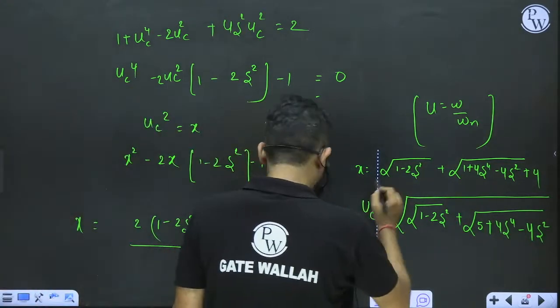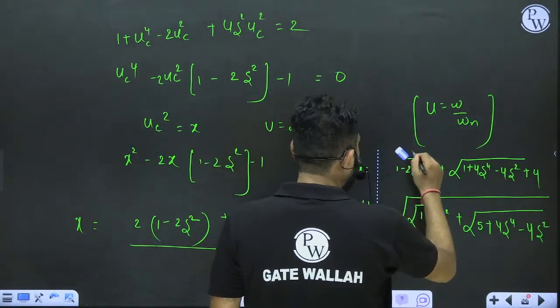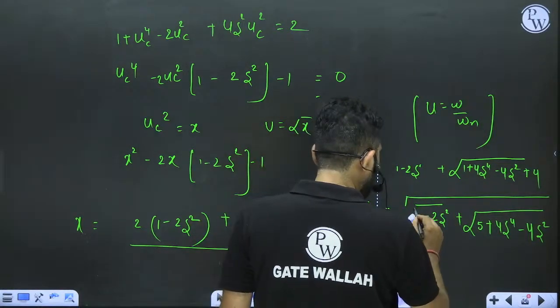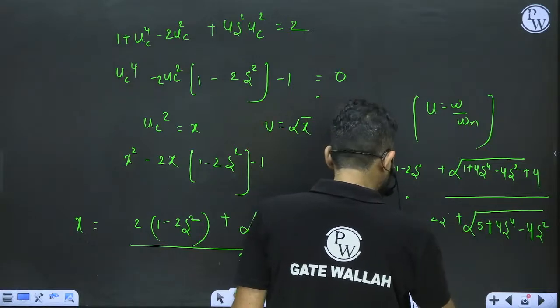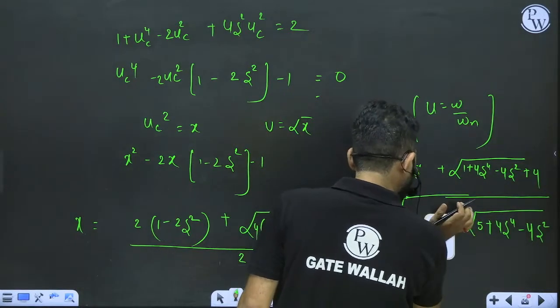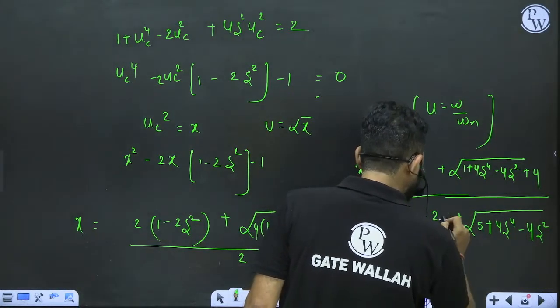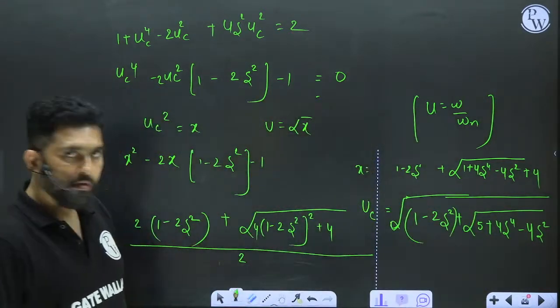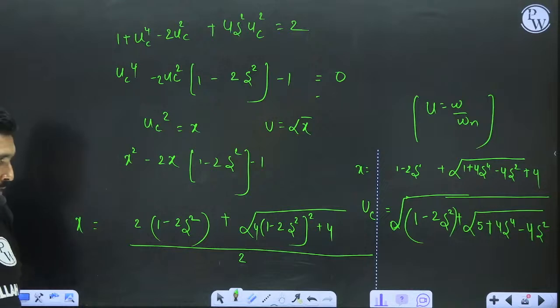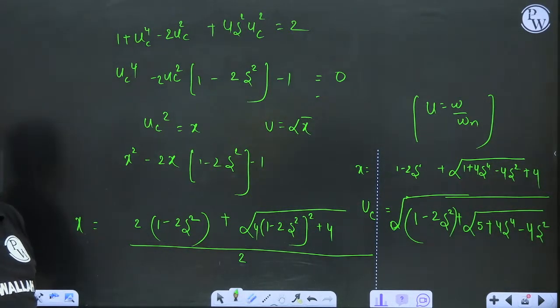So there is a no, and there is a no. So it is 1 minus of 2 zeta square. Can we say like that? Now clear? Tell me.